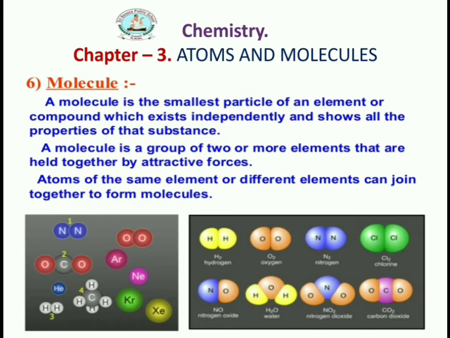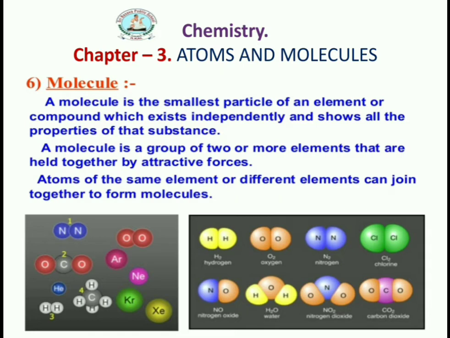A molecule is a group of 2 or more elements that are held together by attractive forces. This is a very important point. So, when molecules are combining to form a substance, which kind of force is there? Attractive force. This attractive force holds together the 2 or more elements, then we can say it is a molecule. Atoms of the same elements or different elements can join together to form molecules.